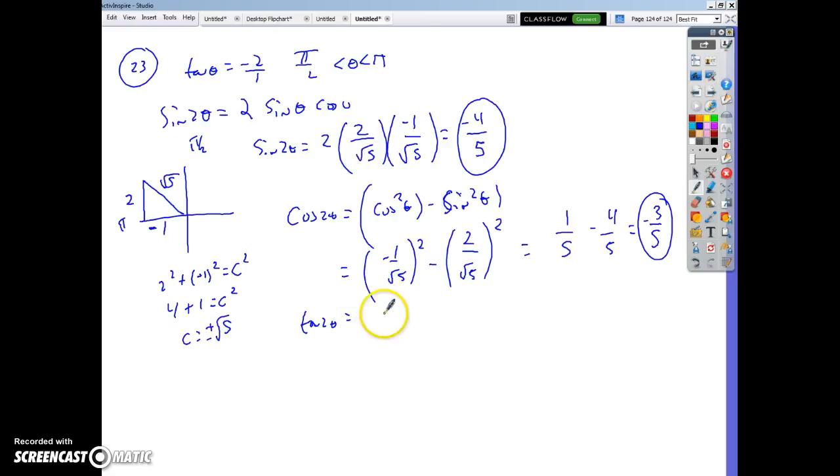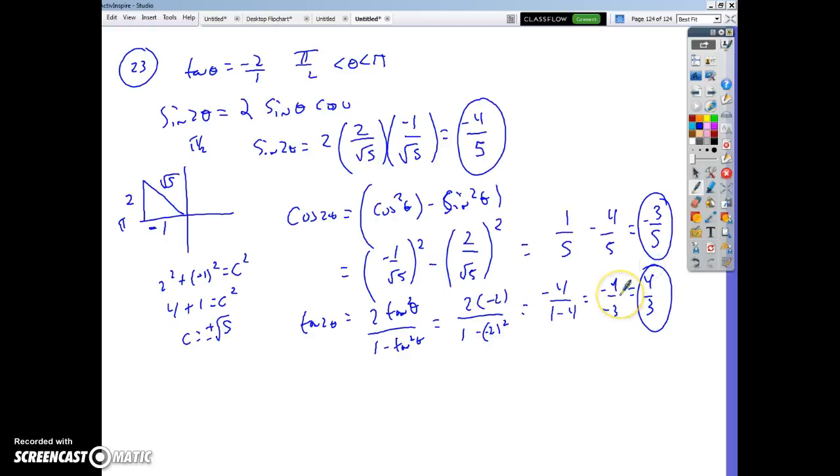Tangent 2 theta is going to be 2 tangent theta over 1 minus tangent squared theta. Agreed? So tangent's 2 over -1, so that'd be -2. So I got 2 times -2 over 1 minus -2 squared. And that's -4 over 1 minus 4. So that's -4 over -3, which is 4/3.